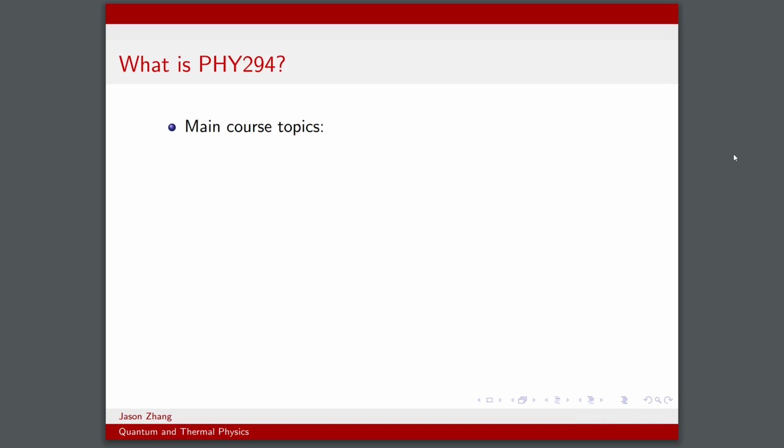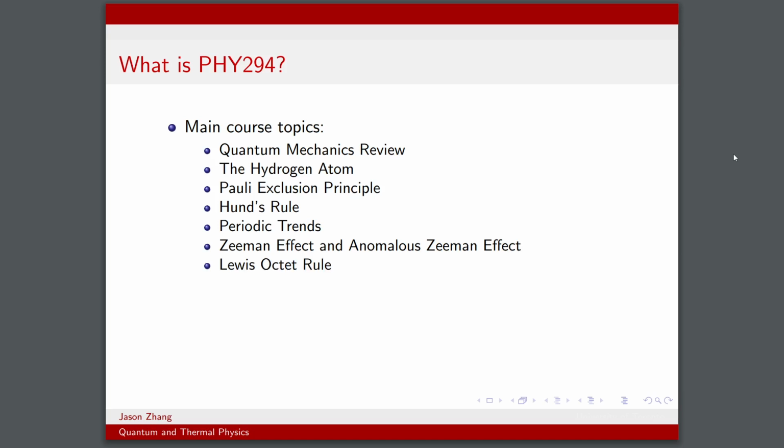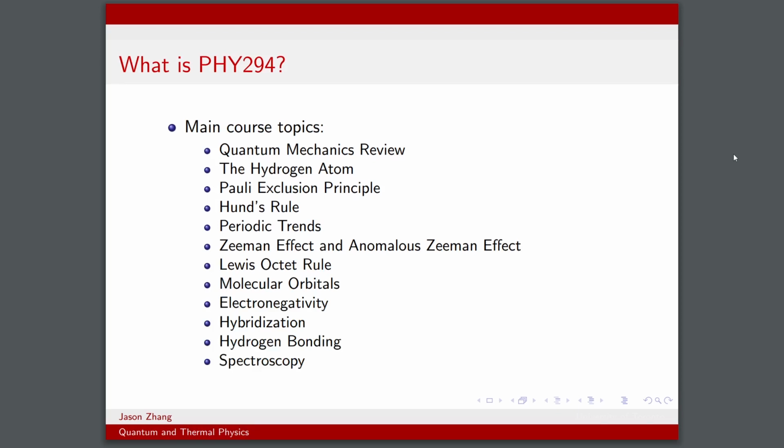So this course is split into two halves. Obviously, we have quantum physics and we have thermal physics. So for the first half, we got obviously our quantum mechanics review. We spoke about the hydrogen atom and its solutions, the Pauli exclusion principle, Hund's rule, periodic trends, the Zeeman effect and the anomalous Zeeman effect, the Lewis octet rule, molecular orbitals, electronegativity, hybridization, hydrogen bonding, and spectroscopy.